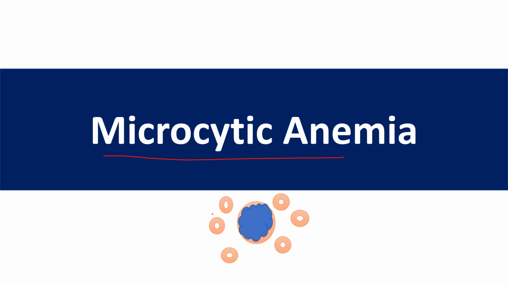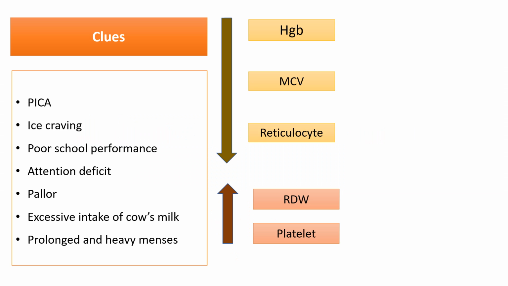As you see in this slide, the size of red blood cell in the peripheral smear is less than the size of the nucleus of mature lymphocyte. If you have a child presenting with pica or interest to eat non-food items, ice craving, poor school performance or decreased cognitive function, attention deficit, looking pale, excessive intake of cow's milk more than 16 ounces per day, prolonged and heavy menses in adolescent girls, you decided to perform a CBC and reticulocyte count.